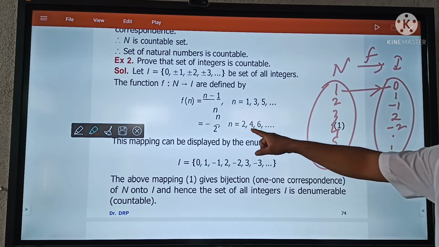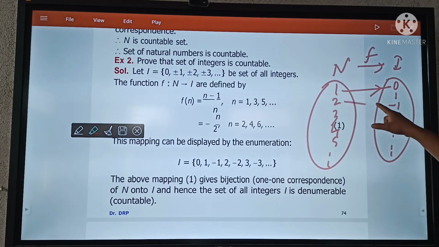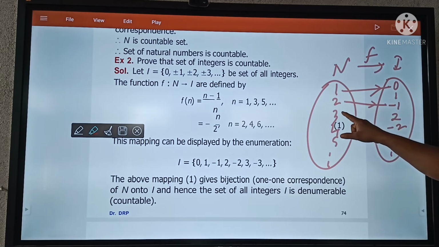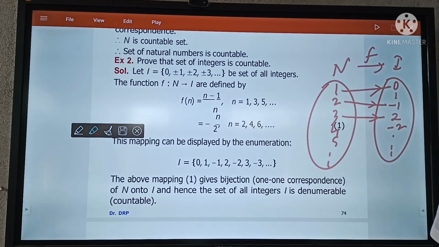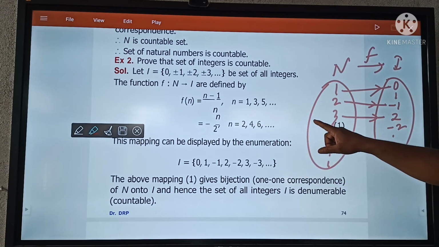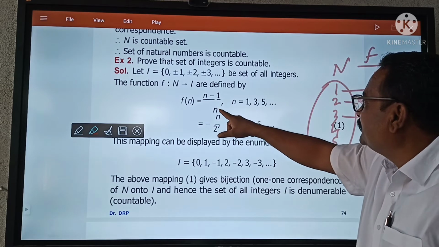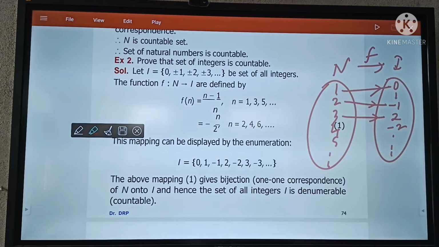Now for even n, it is minus n upon 2. So n is 2 means we get minus 1. So 2 is related with minus 1. 3 is related with 1, that is, if n is equal to 3, we get 3 minus 1 means 2, divided by 2. So f of 3 must be equal to 1.